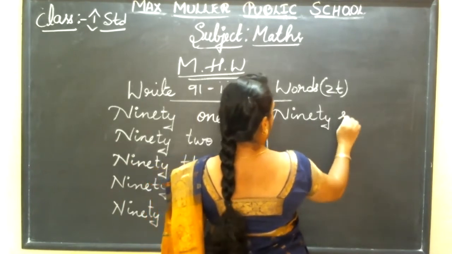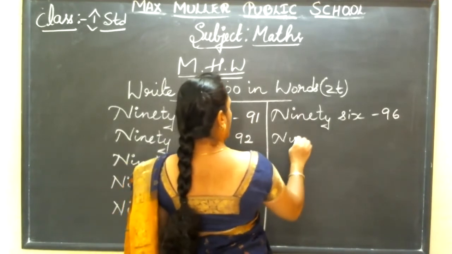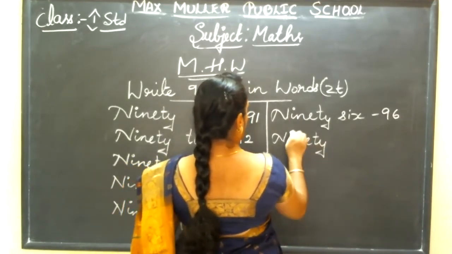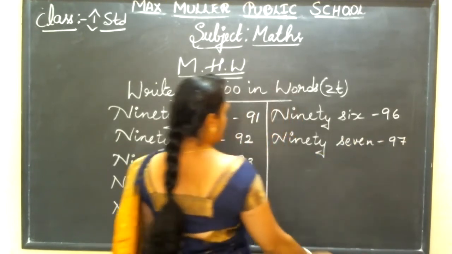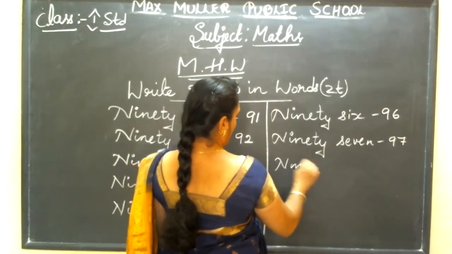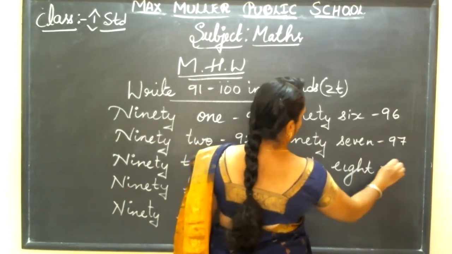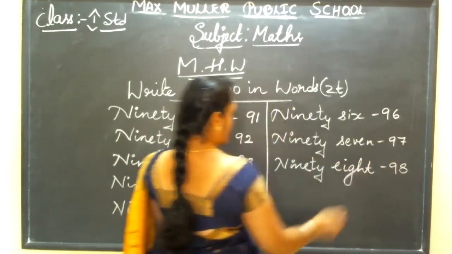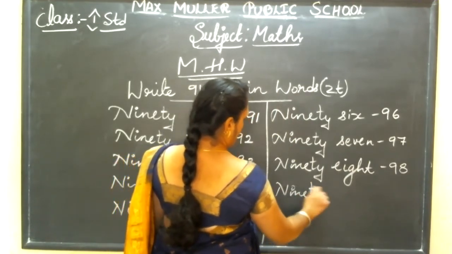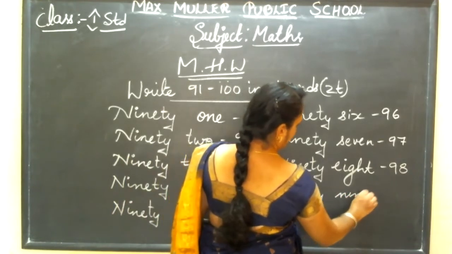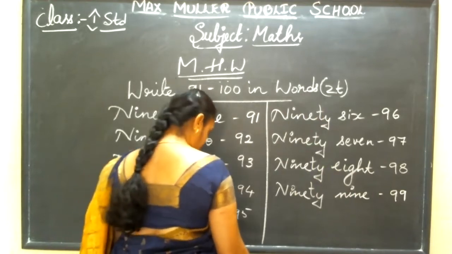N-I-N-E-T-Y, ninety, 90. S-I-X, six, 96. Ninety, 90. S-E-V-E-N, seven, 97. Ninety, 90. E-I-G-H-T, eight, 98. Ninety, 90. N-I-N-E, nine, 99. Then 100.